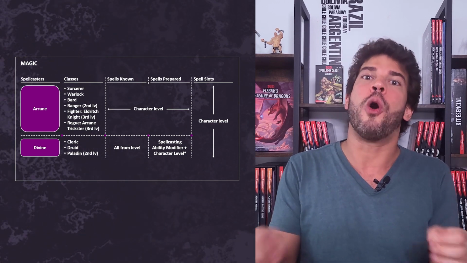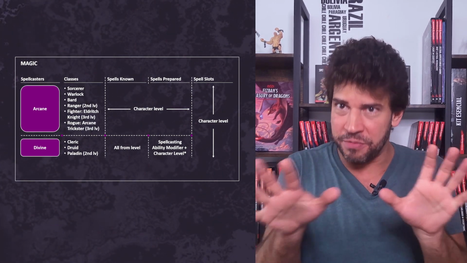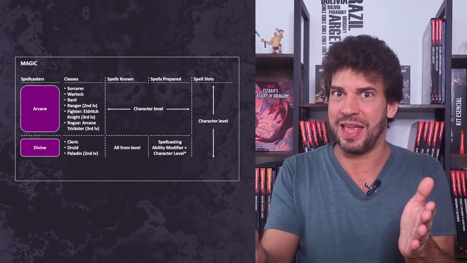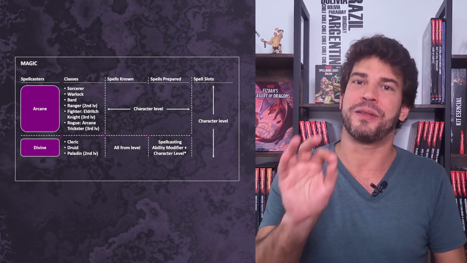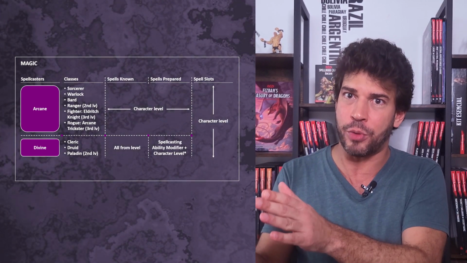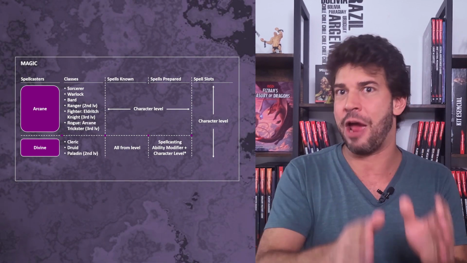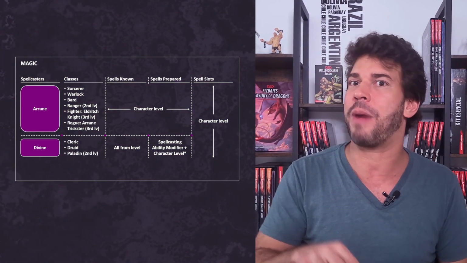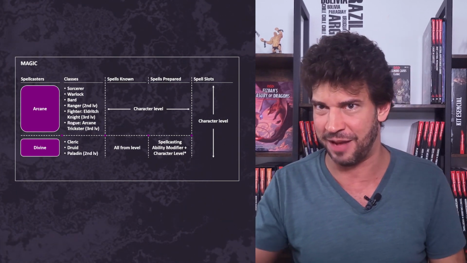Then we can move on to divine magic, including clerics, druids, and paladins from 2nd level onwards. Those classes know all spells from their level, but they have the spells prepared, and those spells prepared are determined by their ability modifier plus character level. The spell slots are determined only by the character level, just like arcane magic.